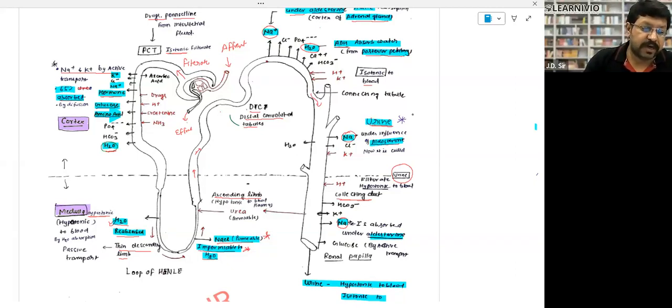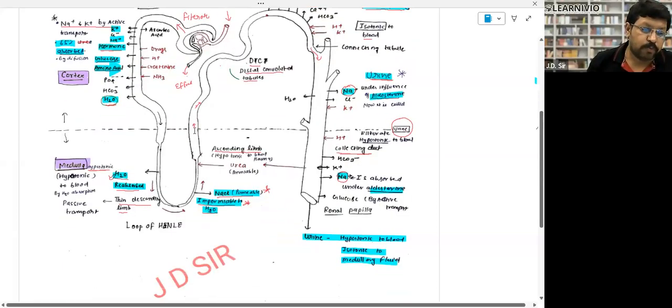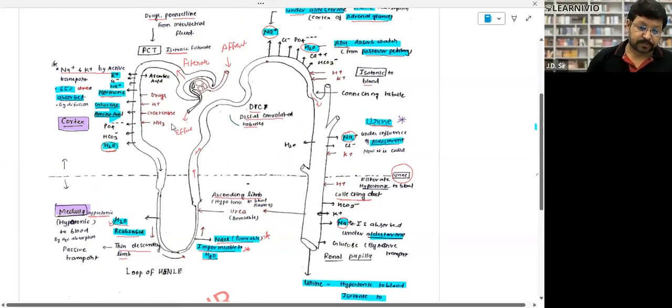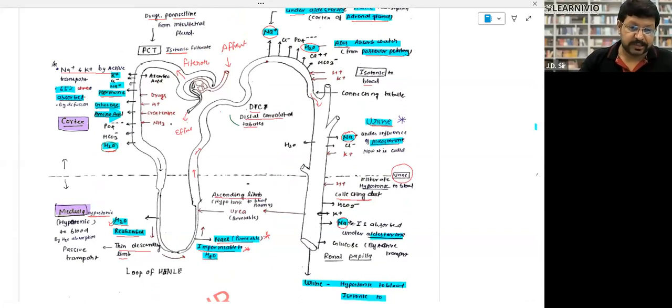Then this filtrate reaches this part, the loop of Henle, right? In the loop of Henle, water is taken back from the filtrate. It is reabsorbed. This is called the descending limb of the loop of Henle. This is called the ascending limb. The ascending limb is impermeable to water. This question has been asked many times. The ascending limb is impermeable to water, but yes, it is permeable to salt, NaCl, right? Then the filtrate reaches the DCT.